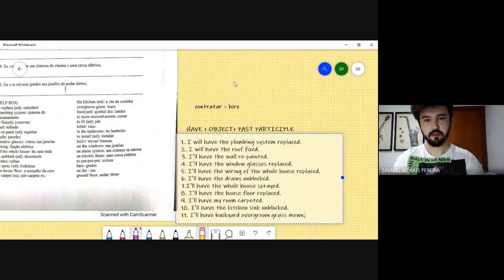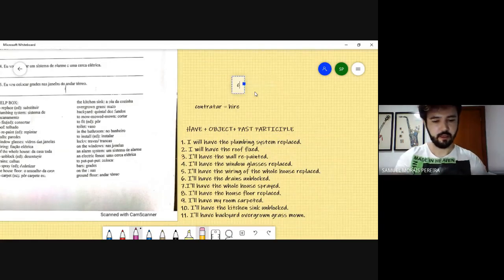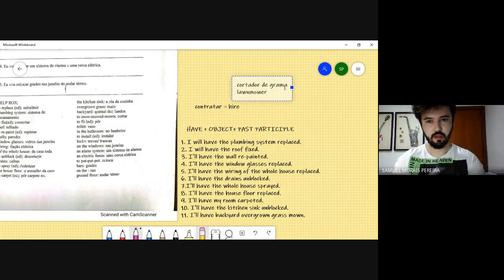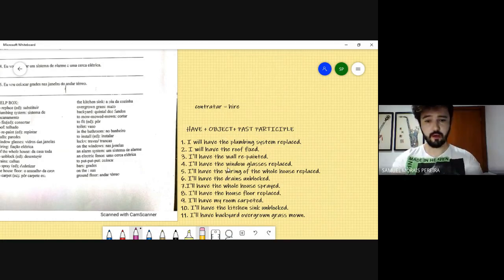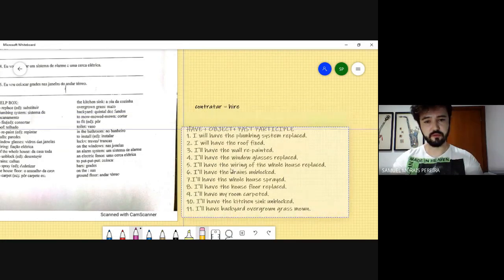Tá bom? Só para vocês aprenderem, ó, cortador de grama, o objeto, é assim, ó, lawn mower. Lawn é grama, gramado, e mower, aquilo que corta, ou seja, o lawn mower é o cortador de grama. Eles usam o verbo mow, tá bom? Okay. Alessandra, now you're gonna do number 12, okay?